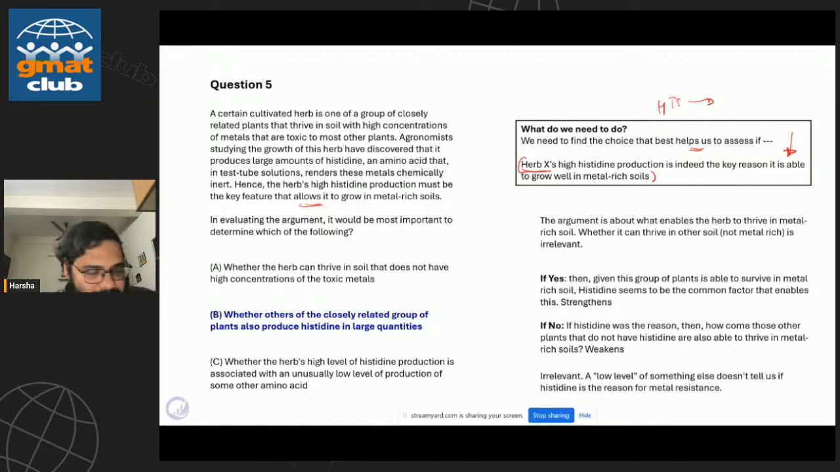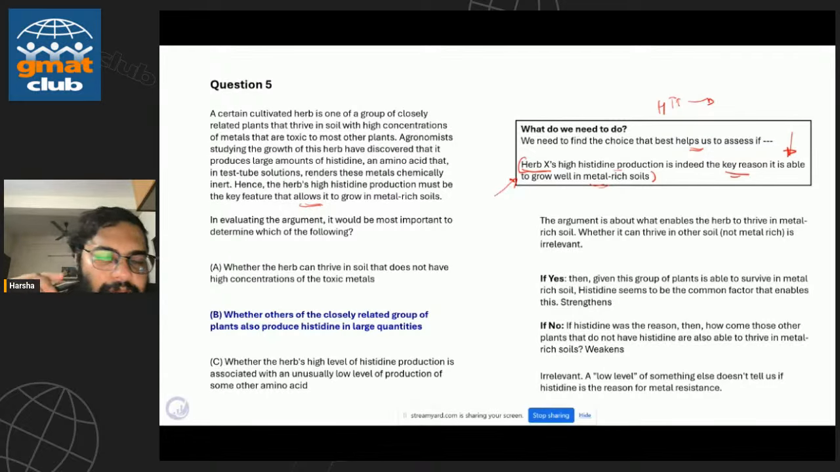So now I'm going to discuss all the choices. I see there's been some debate on this, so let's discuss. What we need to do is very clear. We need to find a choice which must be the best choice as far as assessing whether or not this particular herb's high histidine production is the reason this herb is able to grow well in metal rich soils. Be very clear.